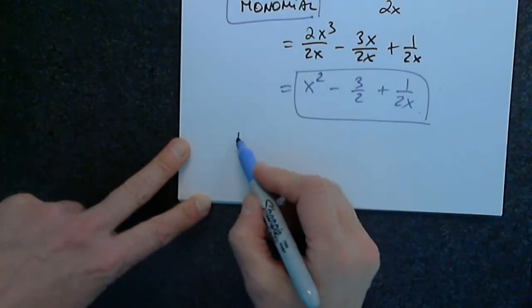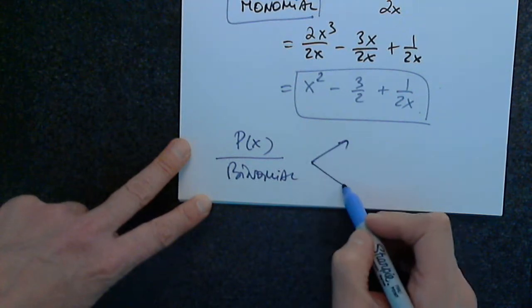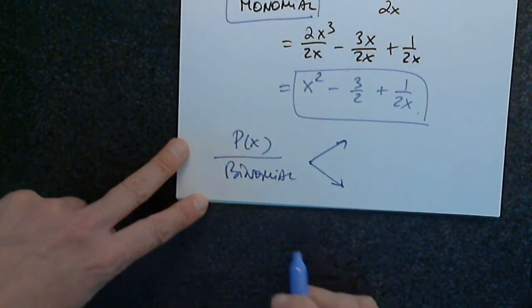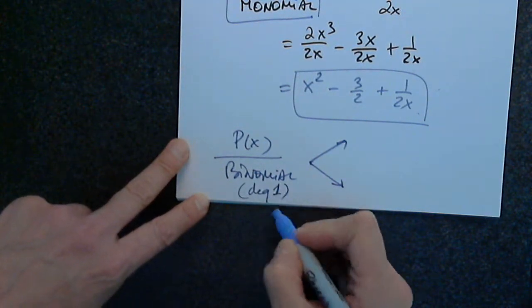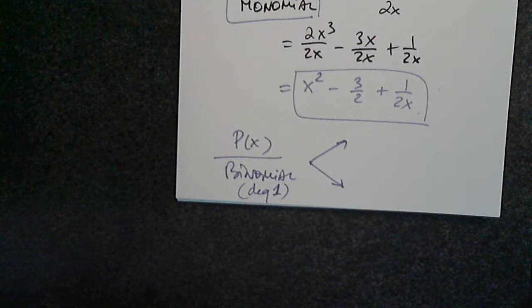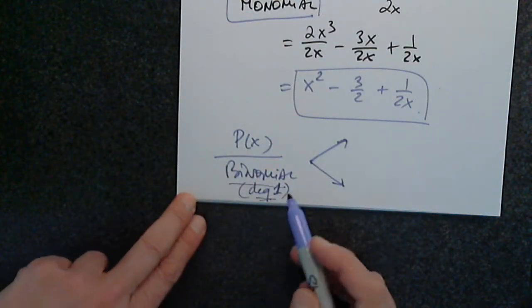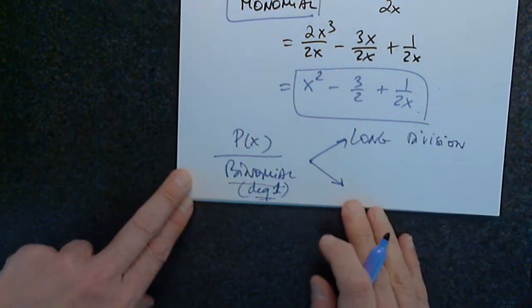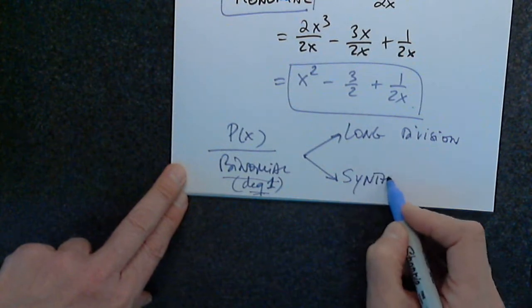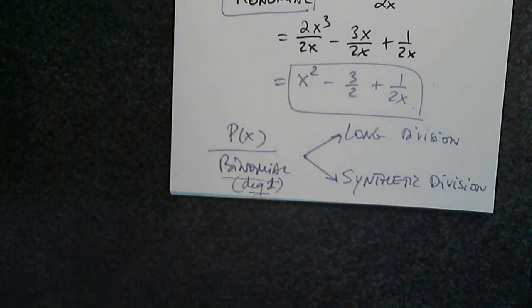Now, if we have a polynomial divided by a binomial, we have two options, but only if the binomial is degree 1. A linear binomial. Not if it's x squared minus 5x. So a polynomial divided by a binomial with degree 1, we have the long division and we have the synthetic division.